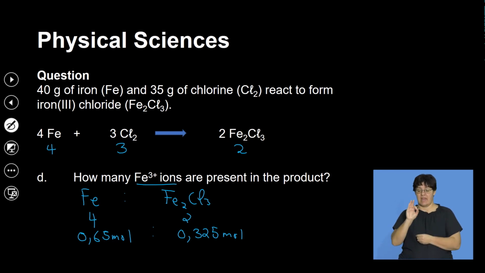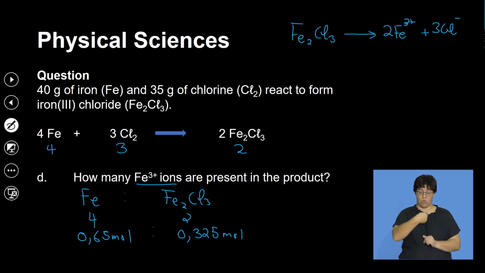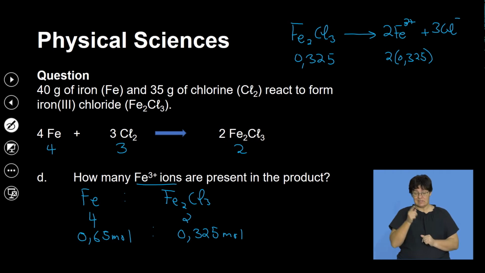Right, but then if we go back to this equation in terms of per formula unit, what do we have? We have FeCl3, so in terms of ions, it will be Fe3+ and 3Cl-. For every mole of iron(III) chloride, there is double the number of moles of iron. So if we have 0.325 moles, it will form 2 times that. This is the actual number of moles of Fe3+ ions.